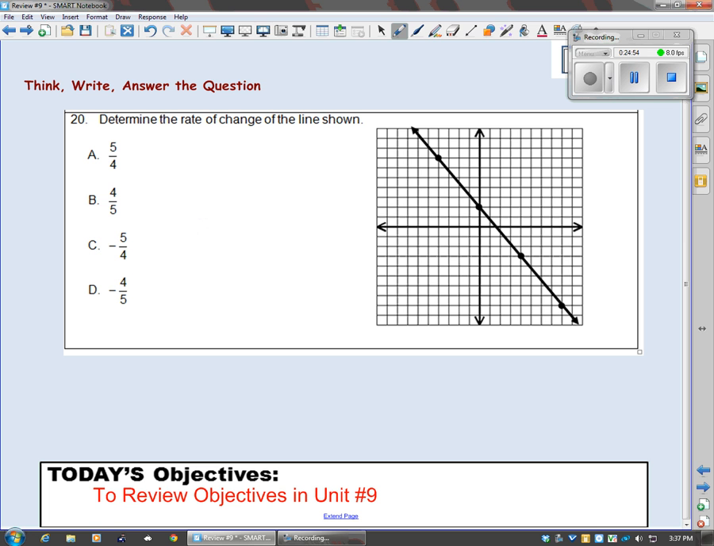Number 20. Determine the rate of change. What's another word for rate of change? Slope. Rise over run. You can eliminate 2 answer choices right now. Please scratch out A and B. This is not an uphill slope. This is a downhill slope. So now you just have to decide, do you go down 5 and over 4, or do you go down 4 and over 5? So count. From this y-intercept, we go down 1, 2, 3, 4, 5. Over 1, 2, 3, 4. C is the correct answer.